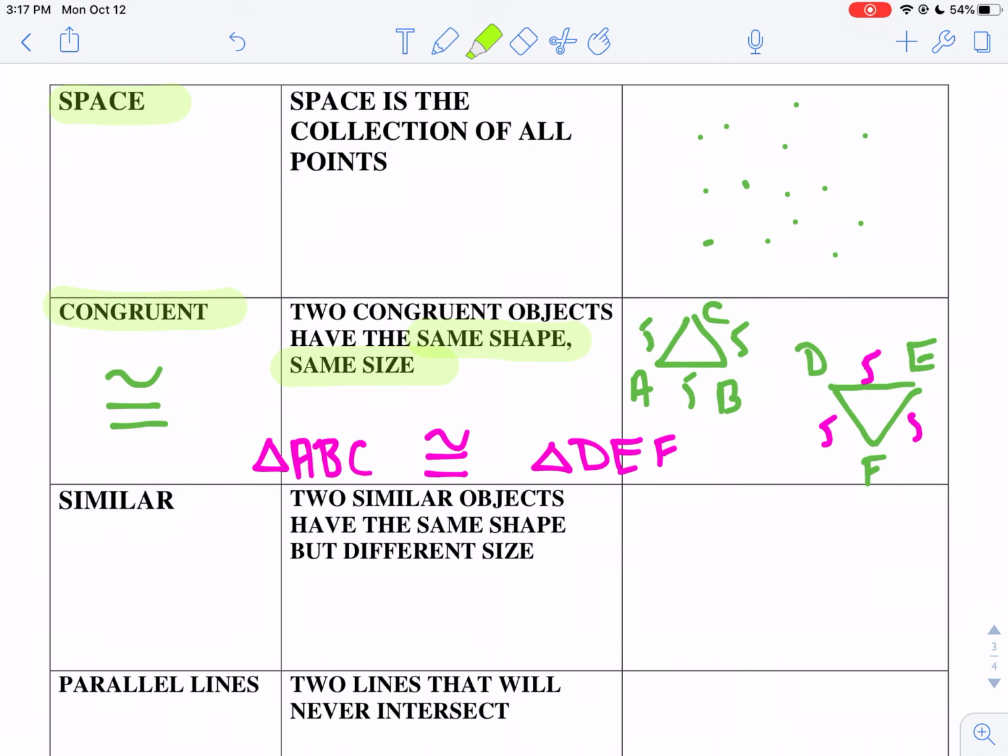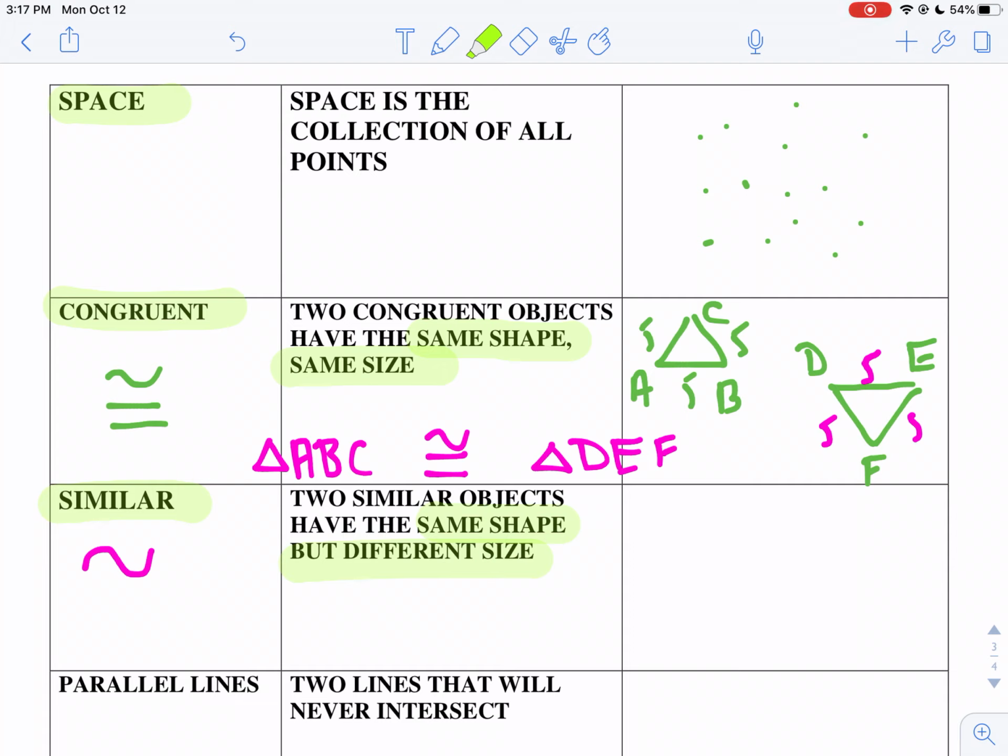Similarity, another very important concept in geometry, and again, it's so important that it has its own symbol. This is what we call the similarity symbol. And 2 objects are similar if they have the same shape but are of different sizes. Okay, one is bigger than the other.